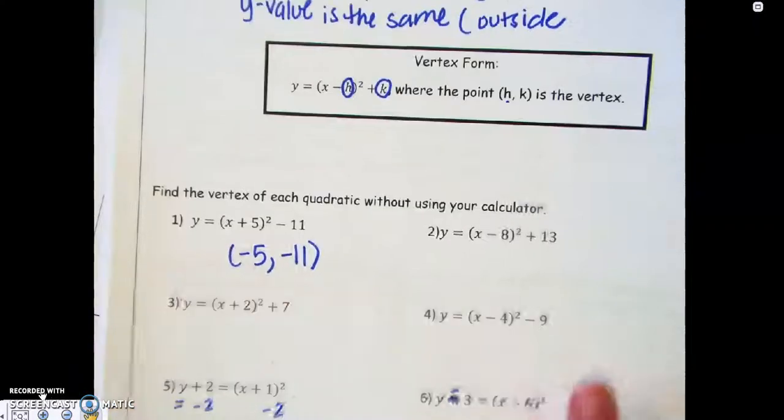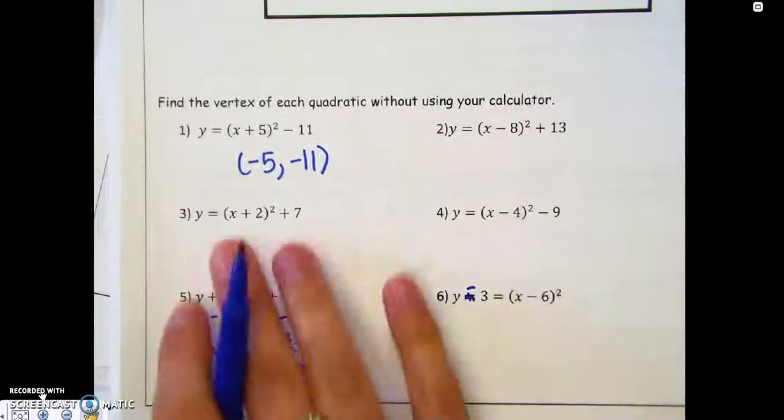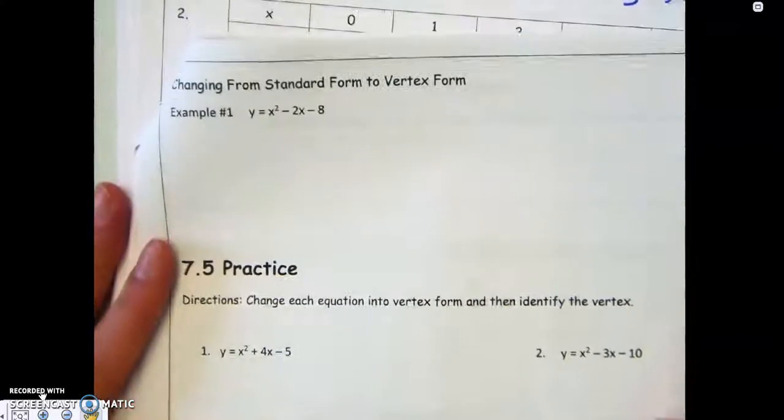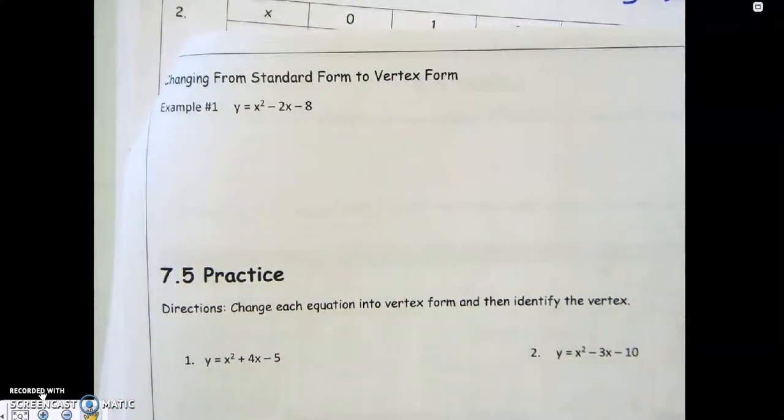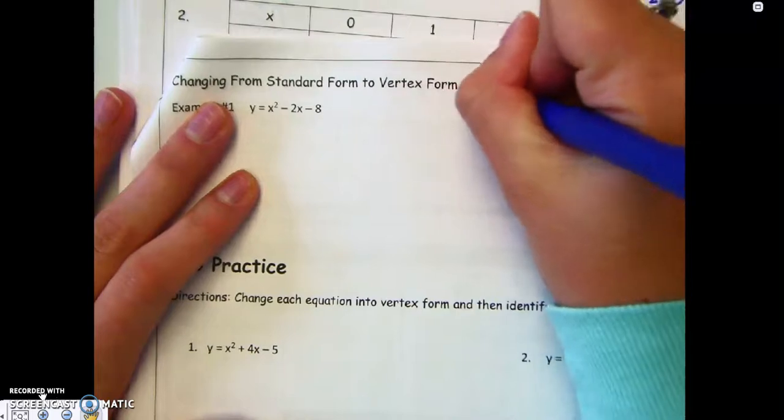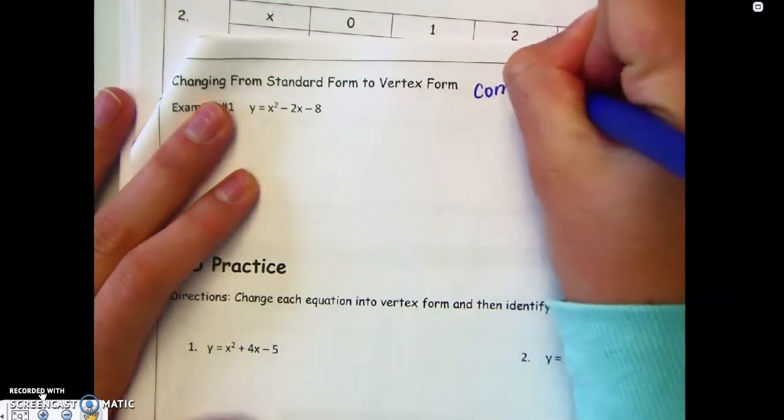That's basic. So if you want to, pause the video and finish this up right now. Okay. The next part of this is, what if I have an equation in standard form and I want to change it into vertex form? How do I do that? So we do that by completing the square. Okay.